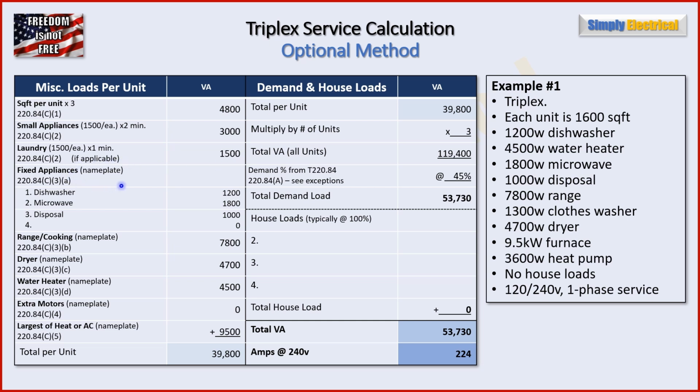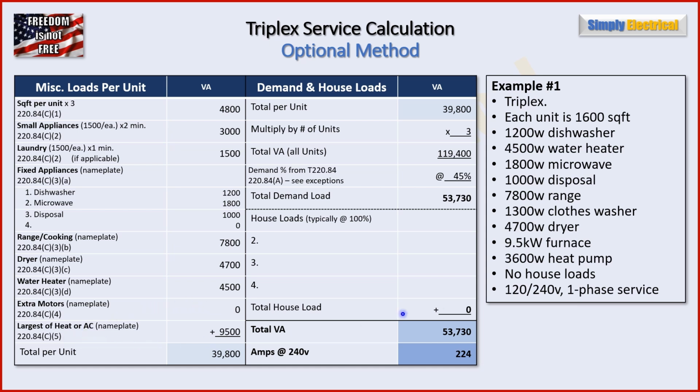At the nameplate value, we've got dishwasher, microwave, disposal. Plug those numbers in here. We're going to go to our cooking. Take our nameplate. We have a 7800 watt range. Dryer, 4700. Nameplate. Remember, we don't use the tables for the range or the dryer when it's the optional method. Then you have a water heater, 4500 watts. Any extra motors? We don't have any.